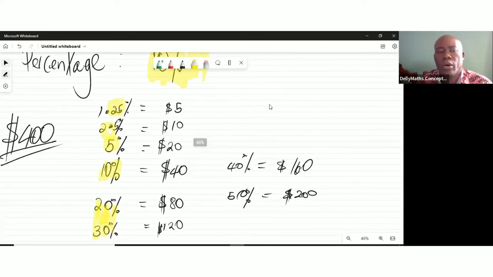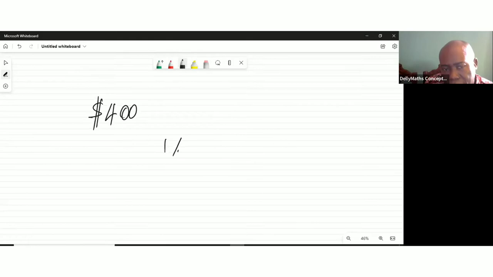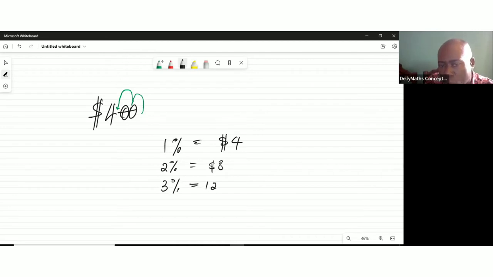Now, we could go as far as to find 1%. We're still thinking of $400. 1% is to take off 2 zeros, which means that the decimal point would have traveled 2 places to the left. So 1% of $400 is $4. Now think about this. If I know 1%, then definitely I know 2%. 2% is double 1%, so this becomes $8. What is 3%? Triple 1%, so it becomes $12. What is 4%? Multiply 1% by 4, so 4 fours will give me $16. What is 5%? 5 fours, $20.